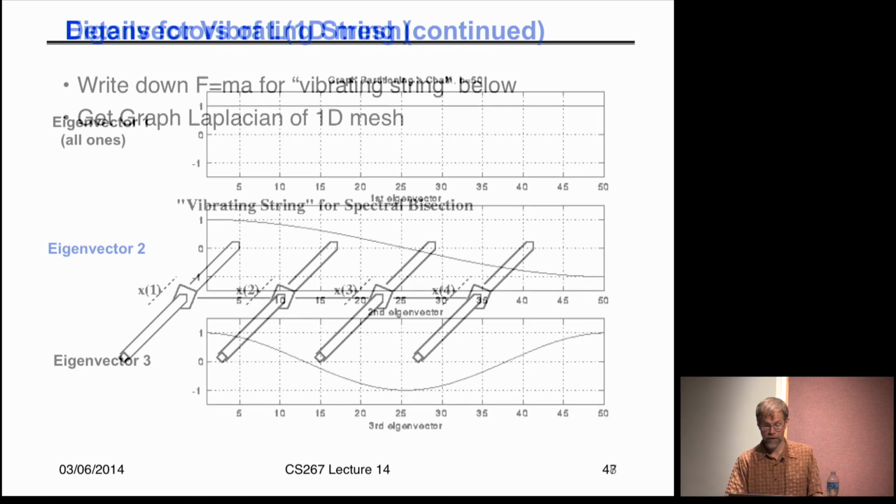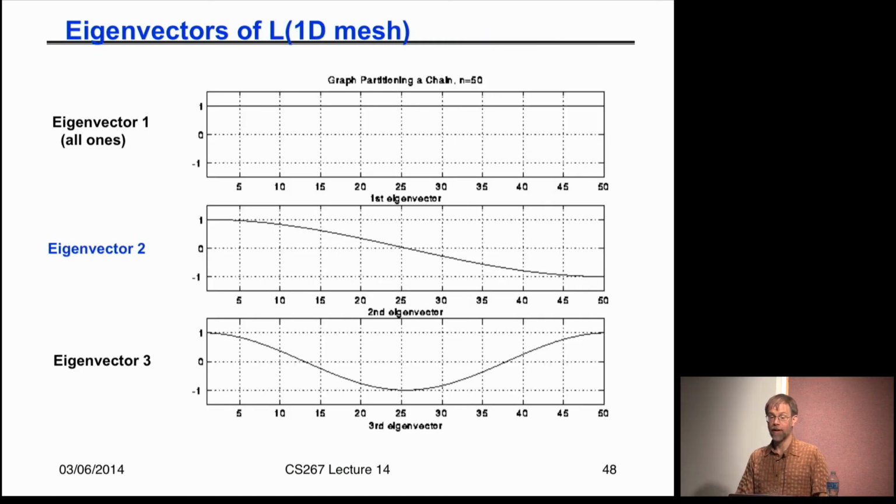Okay, so let me just draw the pictures. So here are the modes of vibration of that one. And so there's the all ones, that's the null vector, right? The springs don't move at all. Here's the second eigenvector, and this is exactly what we want. There's the positive vertices. They all go into the one partition.